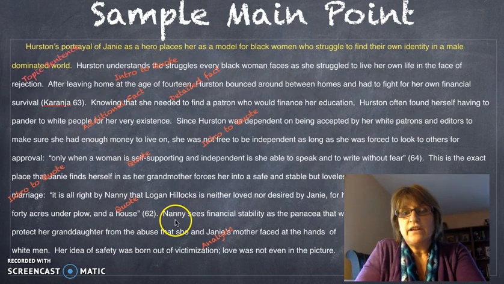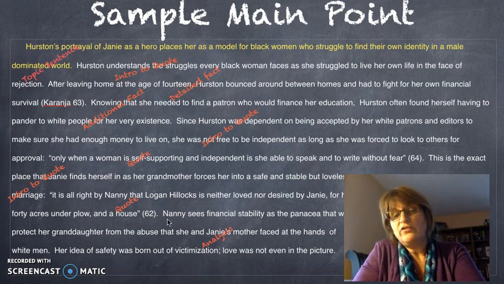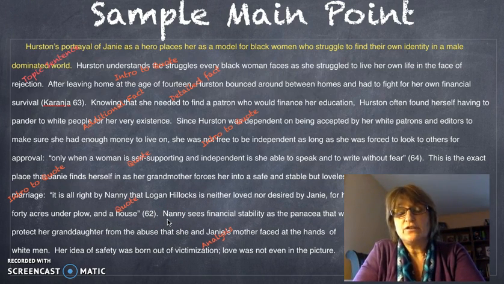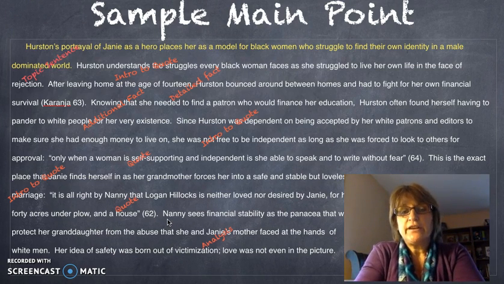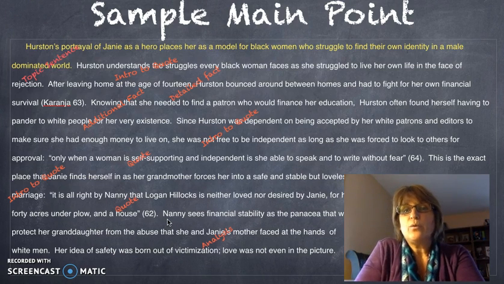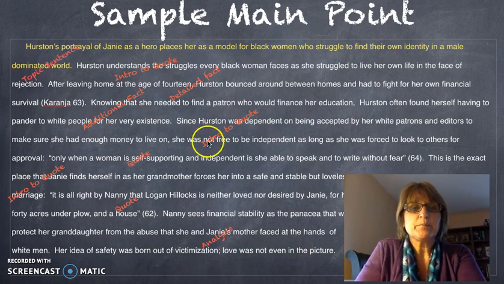Now we're going to go into the analysis. This is going to be a two-sentence analysis. You want to do a fairly good job with your analysis. You don't have to go overboard, but please don't skimp. Nanny sees financial stability as the panacea that will protect her granddaughter from the abuse that she and Janie's mother faced at the hands of white men. Her idea of safety was born out of victimization. Love was not even in the picture. So we were talking about a male-dominated world. We wrap it up referencing the same idea.